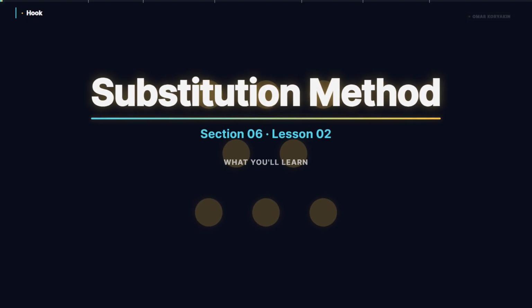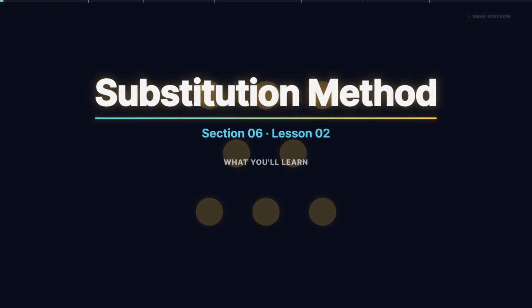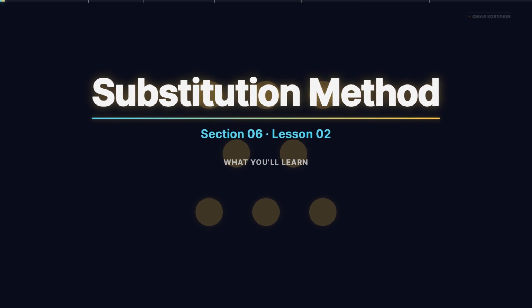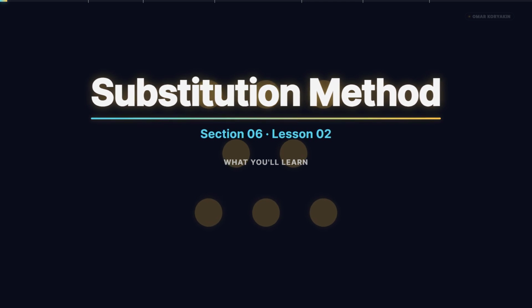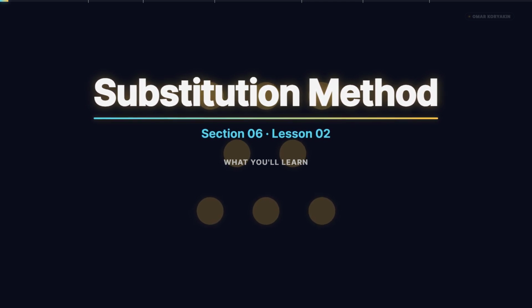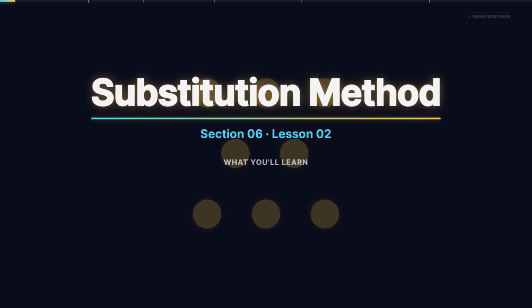Welcome to Section 6, Lesson 2. In the previous lesson, we introduced linear systems and solved them graphically by plotting both lines and reading off the intersection. Today, we cover the first algebraic solving method, substitution. Substitution gives exact solutions reliably regardless of how messy the numerical values are, and it works for any system including non-linear ones we will encounter later in the course.